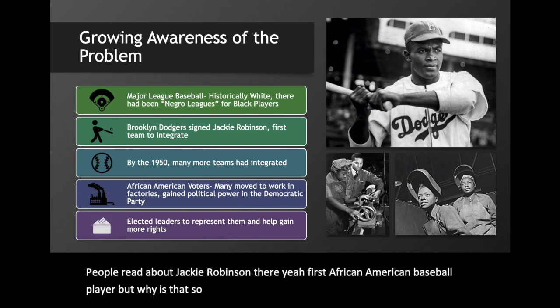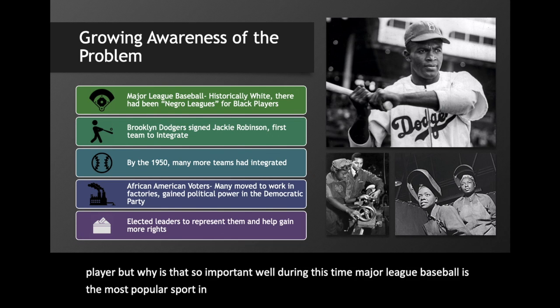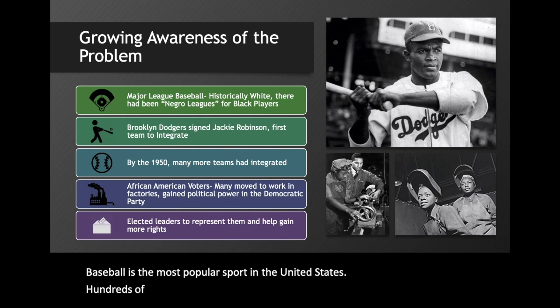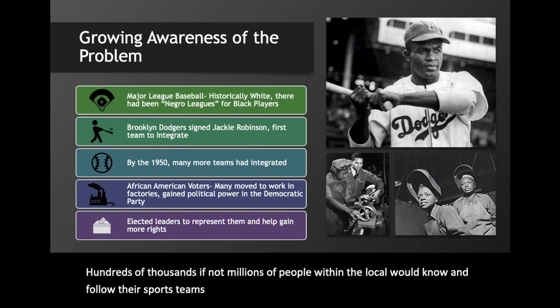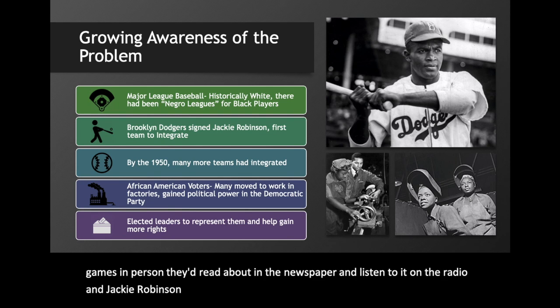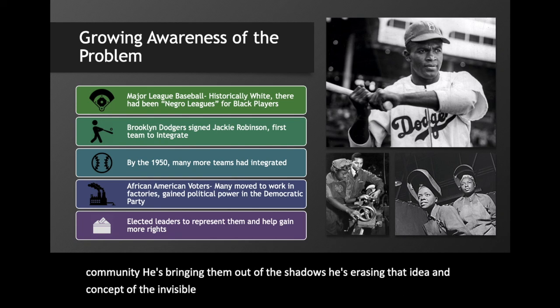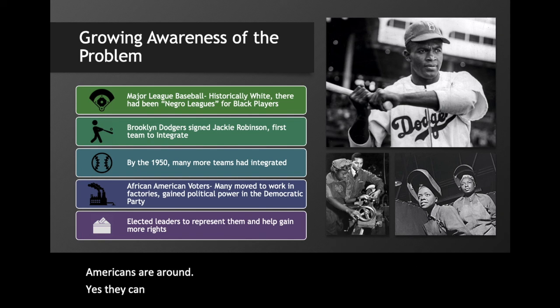Well, during this time, Major League Baseball is the most popular sport in the United States. Hundreds of thousands, if not millions of people within a locale would know and follow their sports teams. In fact, they would watch it on TV. They would attend the games in person. They'd read about it in the newspaper and listen to it on the radio. And Jackie Robinson, when he shows up, he is now a face of the African American community. He's bringing them out of the shadows. He's erasing that idea and concept of the invisible person. He's showing everybody that yes, African Americans are around. Yes, they can compete equally, if not better, in baseball.